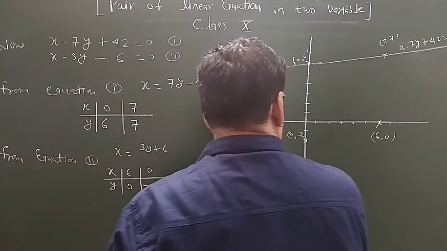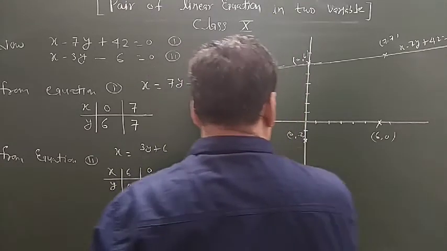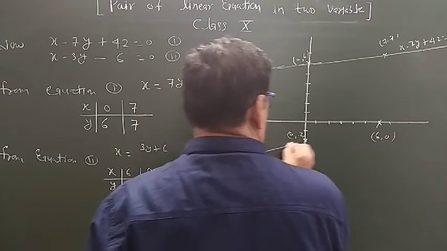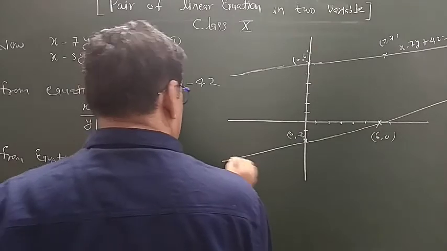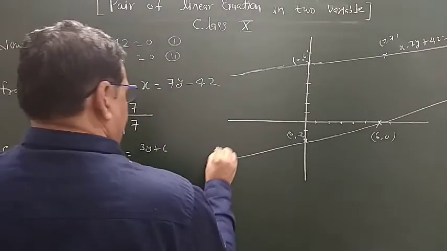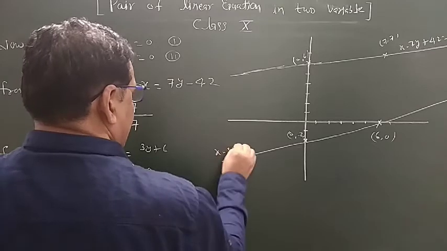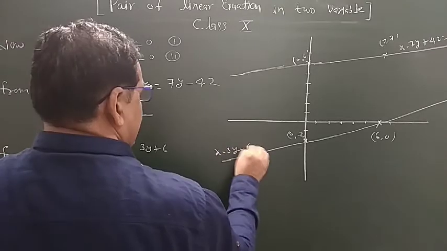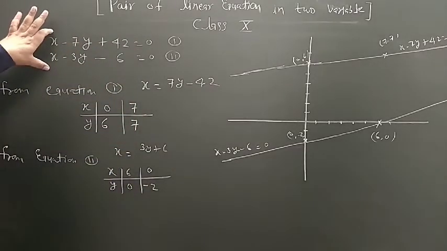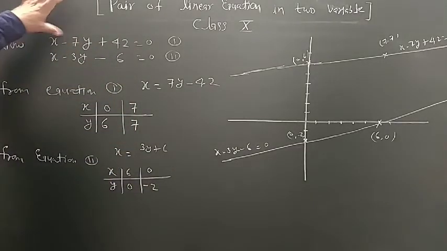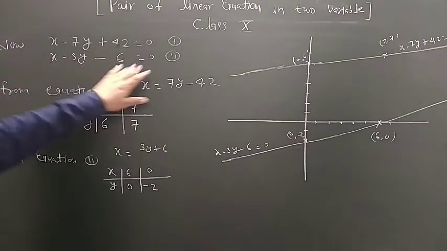Draw a line, and this line shows x minus 3y minus 6 equal to 0. Here you have got two equations. The first equation was x minus 7y plus 42 equal to 0 and the second was x minus 3y minus 6 equal to 0.